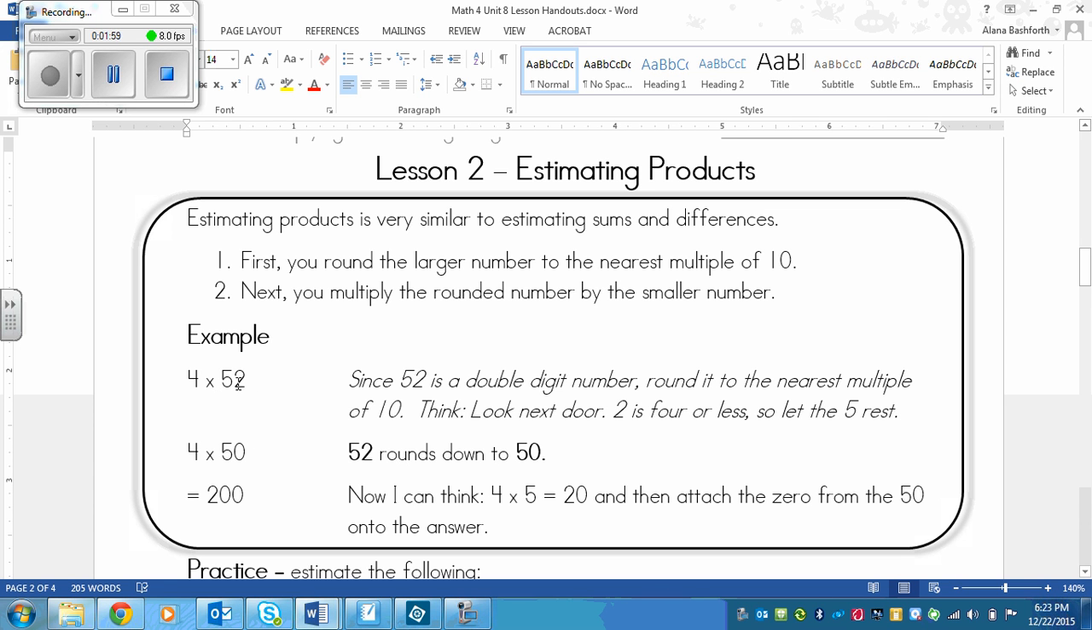And I know that this is an underestimate. It's lower than the real answer because I rounded down. Anytime I round down, my answer is going to be lower or an underestimate. Anytime I round up, my answer is going to be higher or an overestimate.